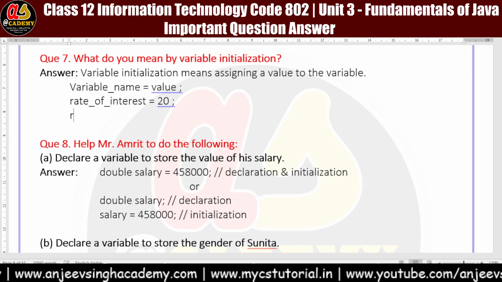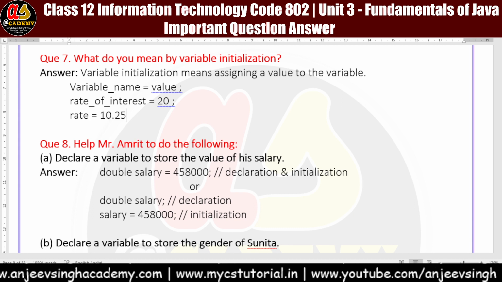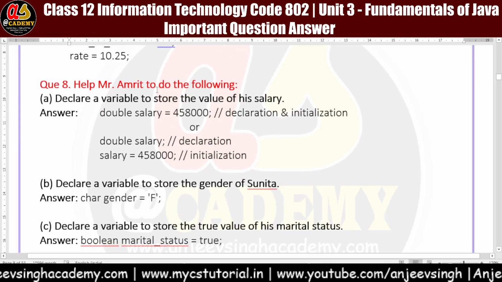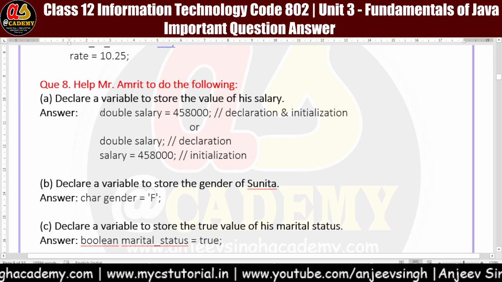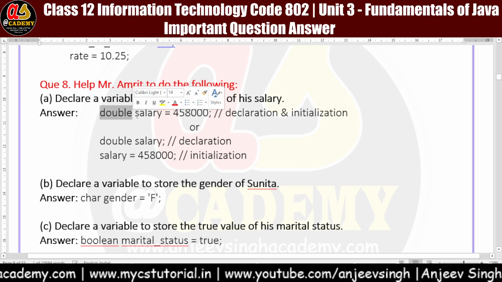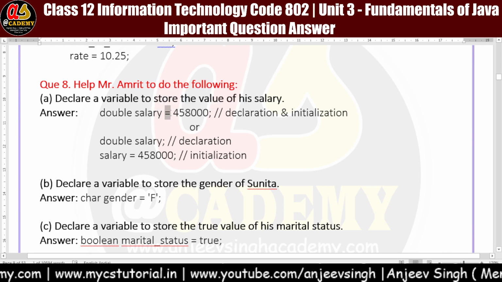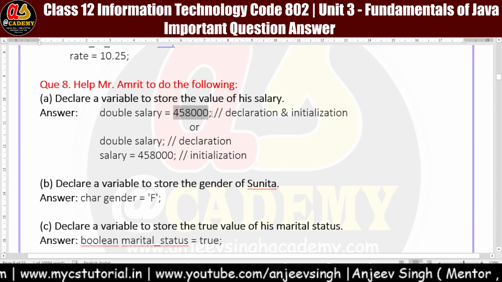And I can write here this way: rate equal to 20.25. So this way we can assign the value to the variable. Help Mr. Amrit to do the following. Declare a variable to store the value of his salary. Double. First we have to mention the data type. Then we have to mention the variable name. Then we have to give the assignment operator. And then you can provide the value, whatever value you want to give, and put the semicolon.